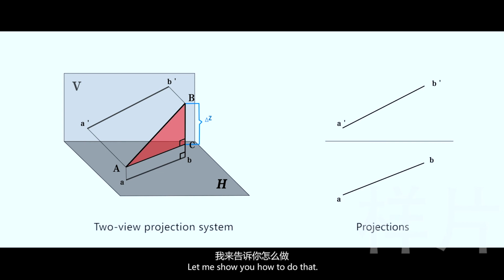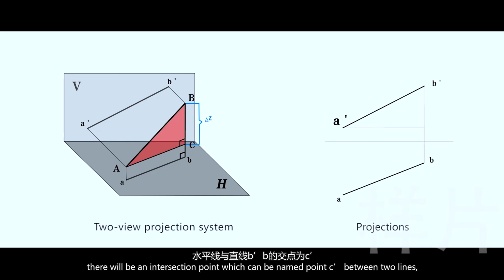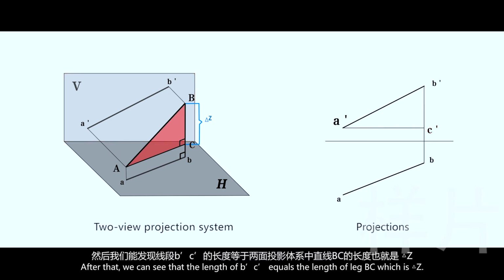Let me show you how to do that. Drawing a horizontal line from point A apostrophe to the line BB apostrophe, there will be an intersection point which can be named point C apostrophe between two lines. Point C apostrophe also is a projection of point C on V-plane. After that, we can see that the length of BC apostrophe equals the length of BC, which is delta Z.